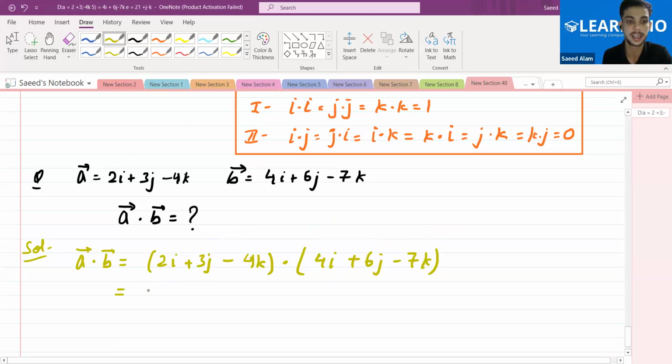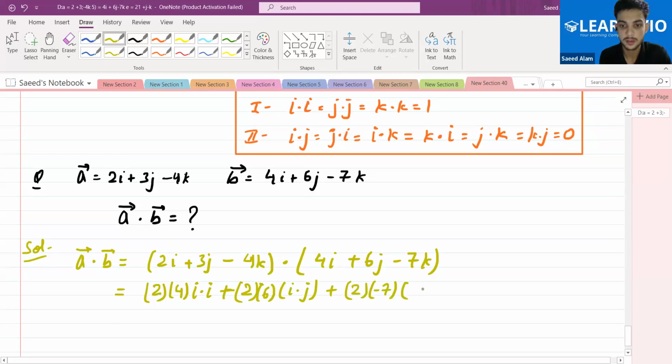Now tell me, Athiya, what will be the thing if I multiply the 2i with all these things? The first thing I'll get here is 2 into 4, i dot i. Let me write it generically first, then we'll see what we end up with. Then 2 into 6, i dot j. This time 2 into -7, i dot k.